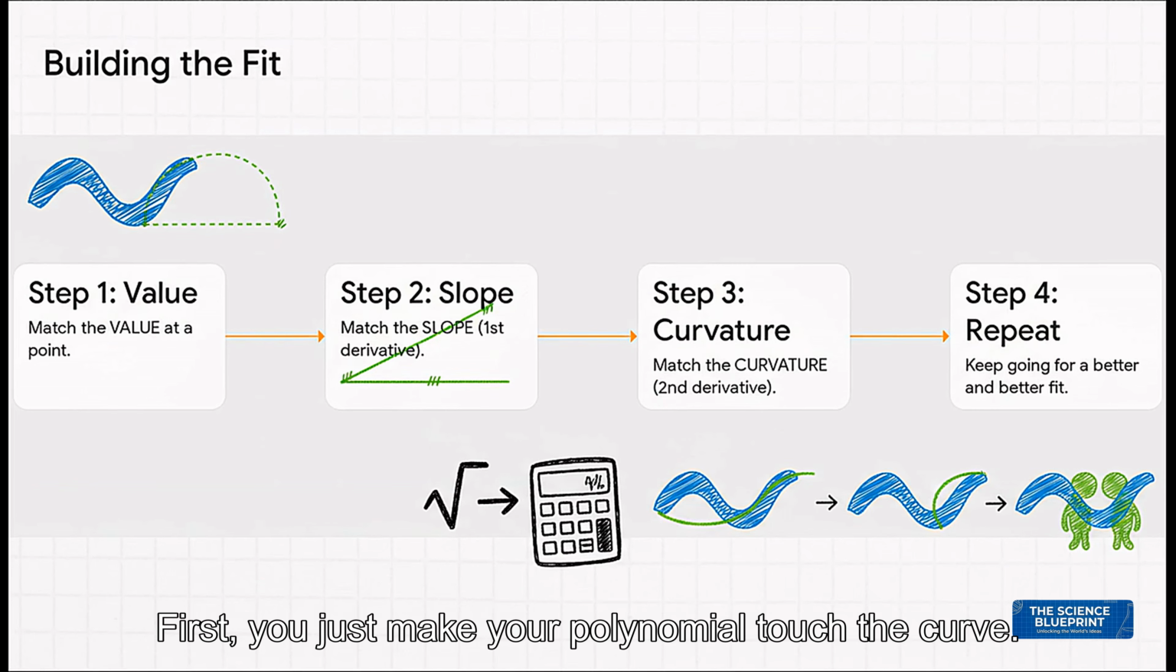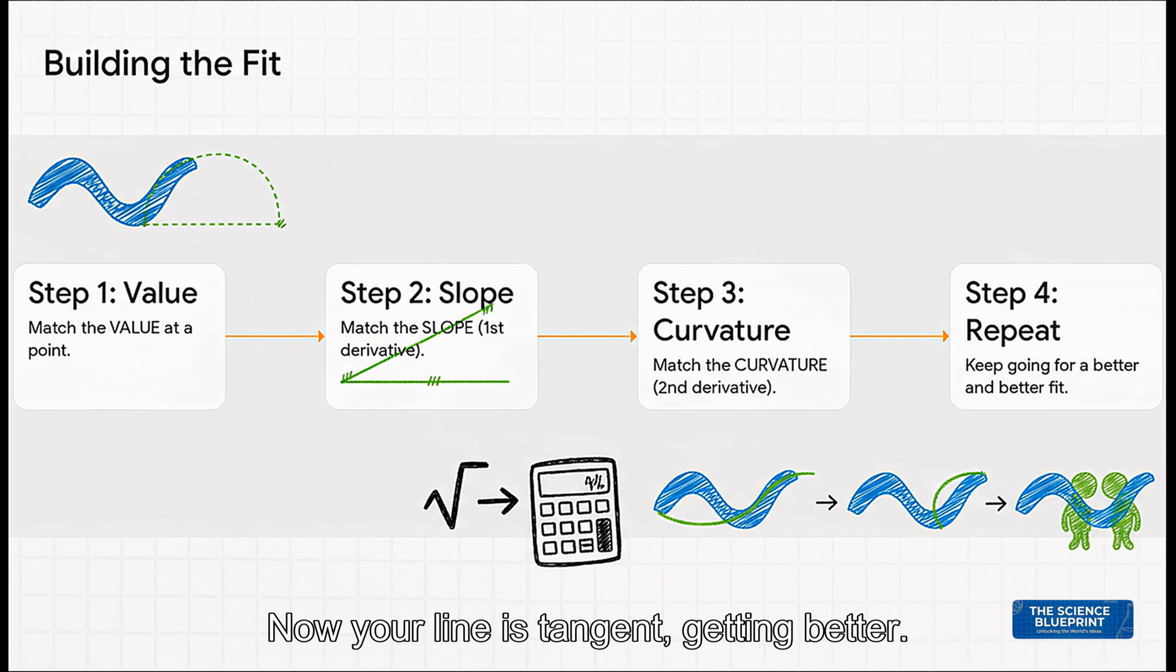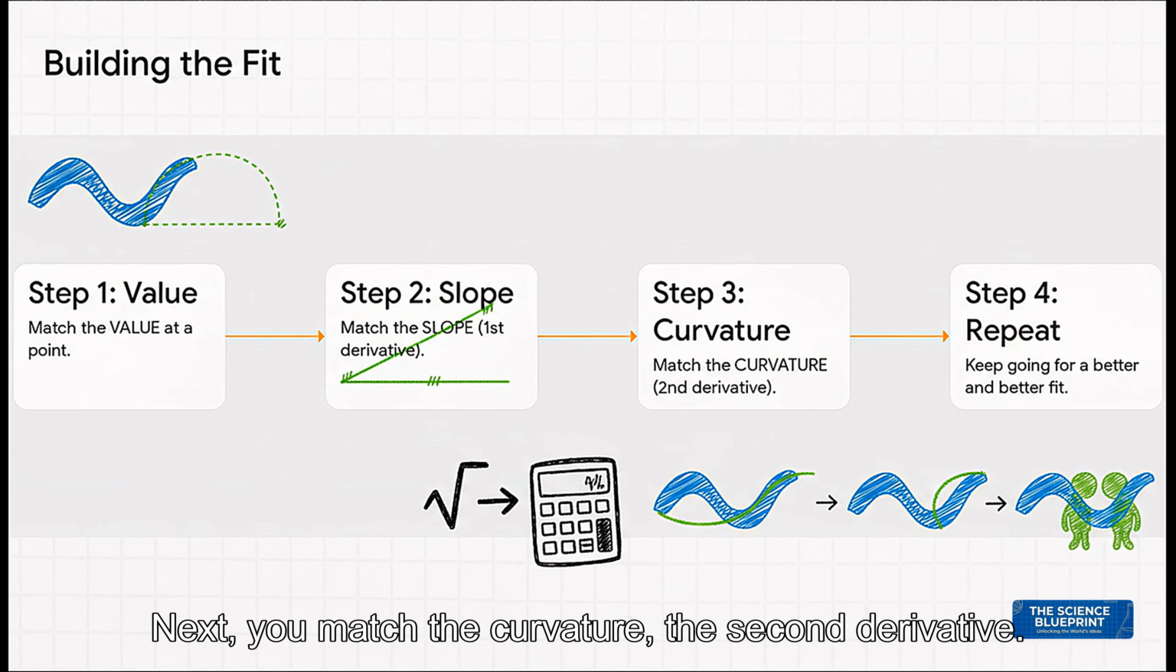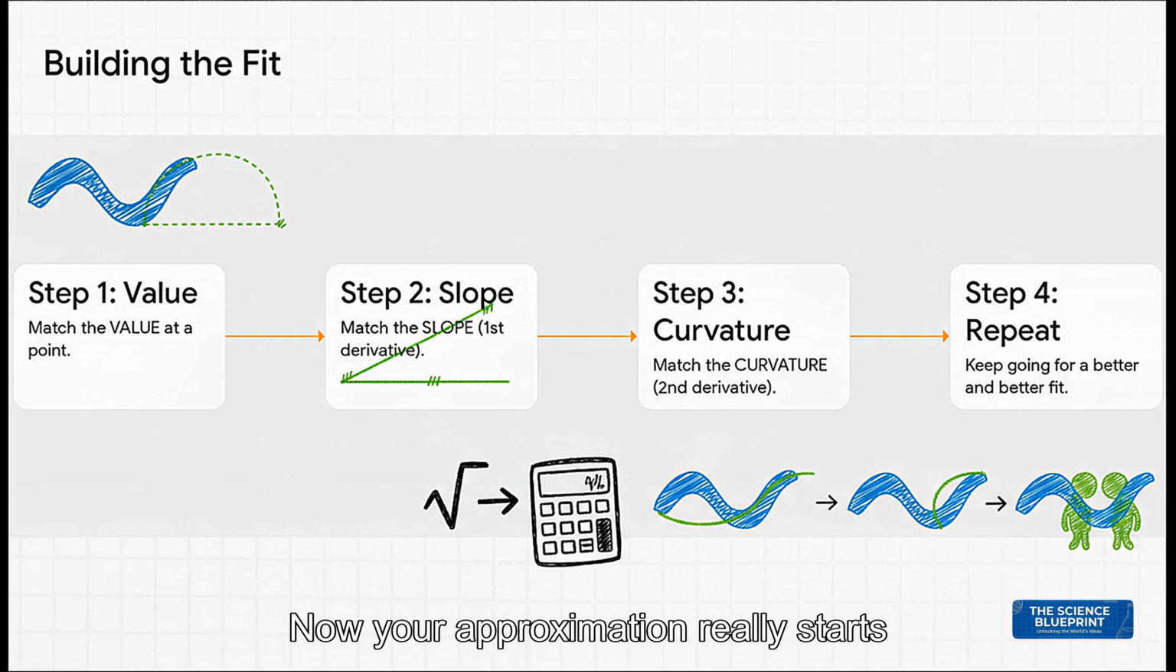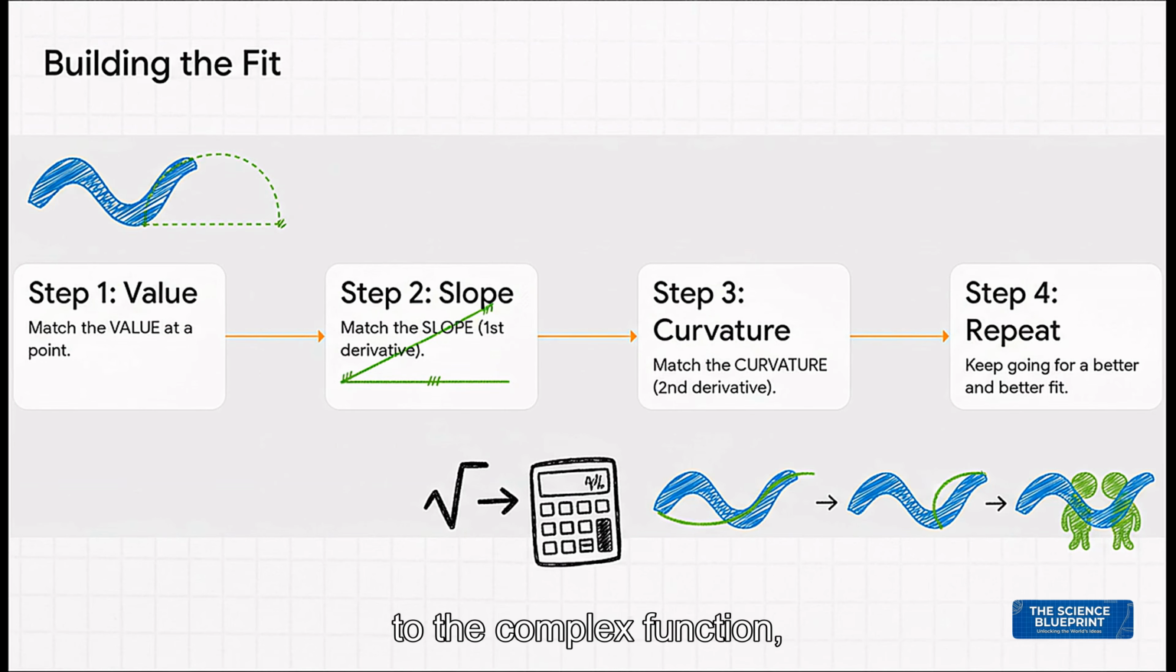First, you just make your polynomial touch the curve. Okay, they have the same value, that's a good start. Then you match the slope, that's the first derivative. Now your line is tangent, getting better. Next, you match the curvature, the second derivative. Now your approximation really starts to hug the original curve. You see where this is going? The more derivatives you match, the more our simple polynomial becomes an identical twin to the complex function, at least around that one little point.